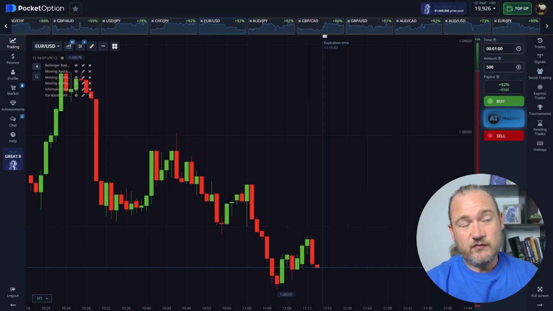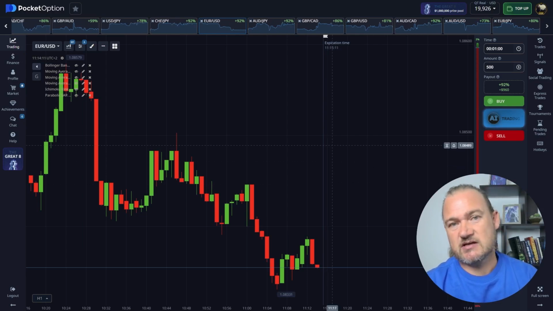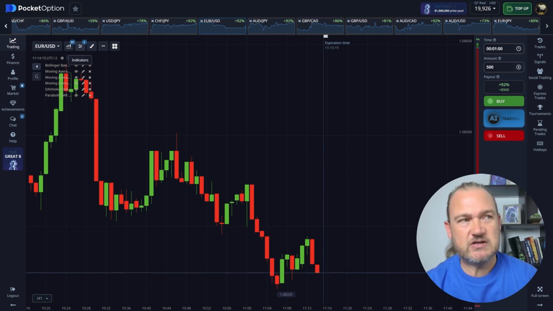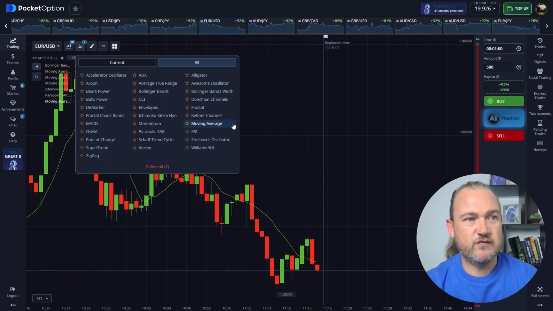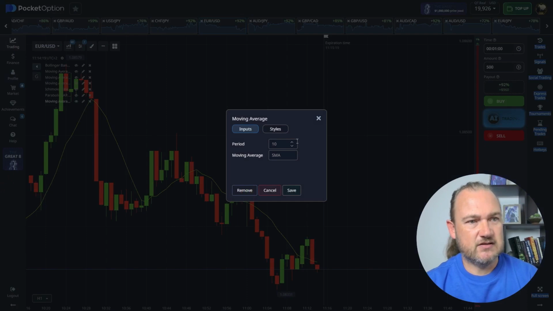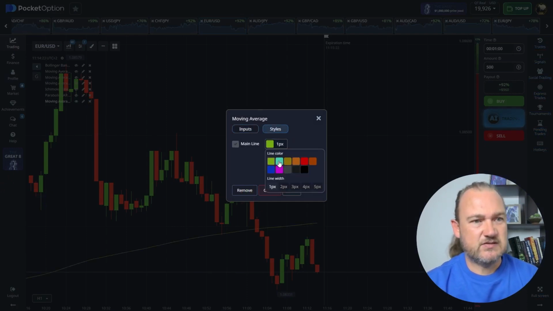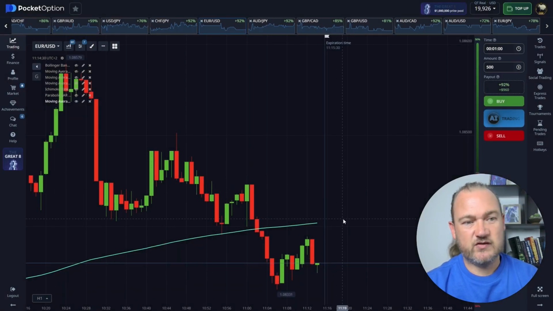Okay guys, so before we can start trading, we need to set up our platform and set our candle times and expiry times and everything before we start trading. So the first thing we're going to add is a moving average. We're going to edit this and change it to 200. Let's make this a nice color and a little bit thicker. Okay, so we've added a 200 moving average to our chart.